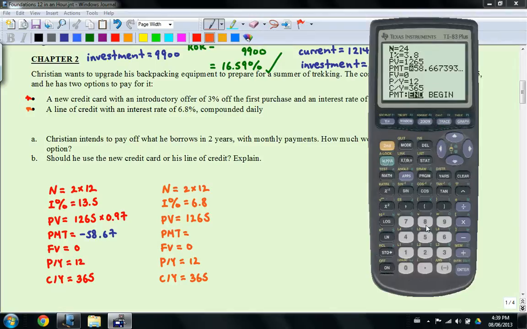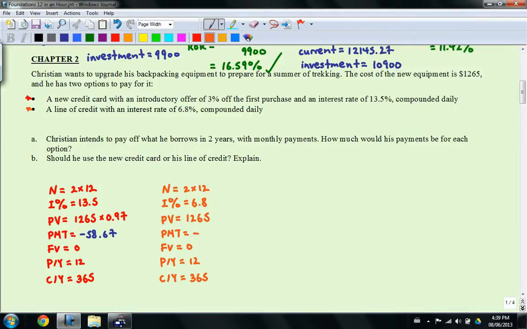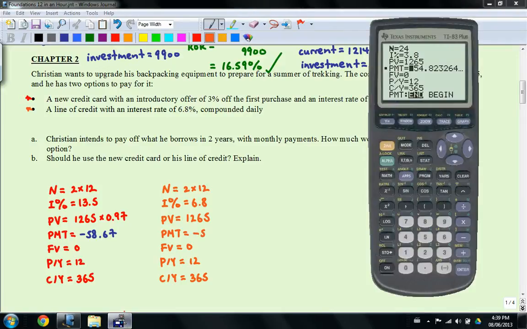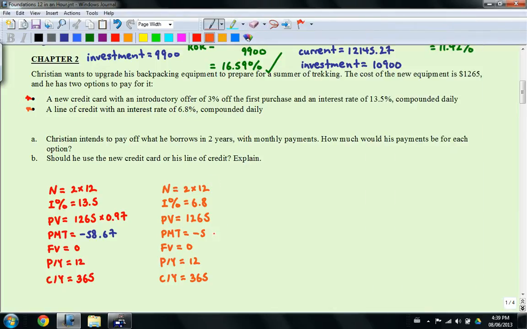So the payment is going to be $54.82. I think. No, that's wrong. 6.8. No wonder that looks funny. Okay, let's try that again. So that would be $56.53. Okay, that's more correct.